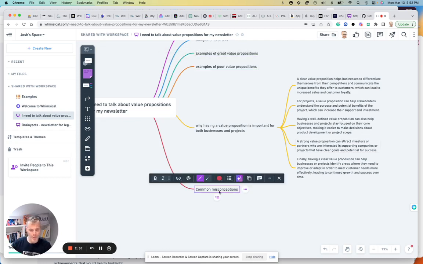Let's just go to, I wrote common misconceptions. I'm assuming it's going to know I'm talking about value propositions, but I didn't write it in here. Let's see if it can generate some common misconceptions about value propositions. Again, I'm going to pause while it thinks.